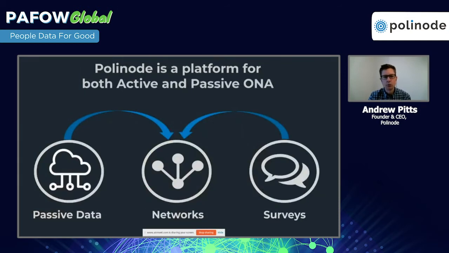There are really 2 types of organizational network analysis. There's what's called active organizational network analysis, which is where we run relationship-based surveys. So we ask people questions like, who do you go to for advice? Who do you work with often? Those types of questions. And then there's also passive organizational network analysis, which is where we plug into the digital exhaust of organizations. So we have integrations with, for example, Office 365, so email data, calendar data. We also have integrations with Slack, with Teams, with Google, and so on. And so Polinode is a platform for both active and passive organizational network analysis data.